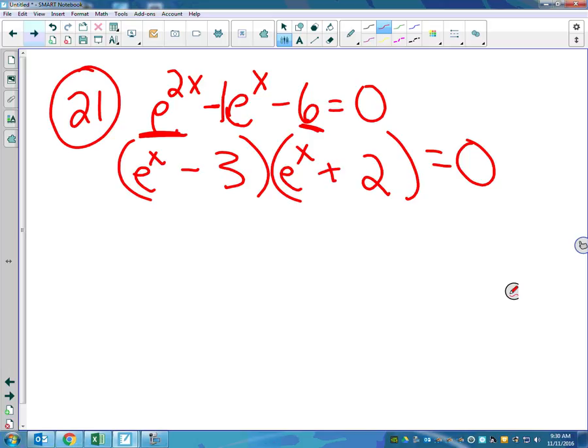If you like u substitution, you could say to the side that u equals e to the x. So you could rewrite this as u squared minus u minus 6. And you get the same thing, you just have to go back and plug in what u was.